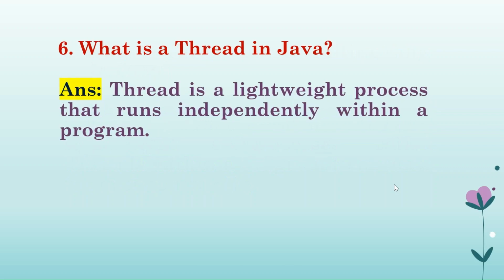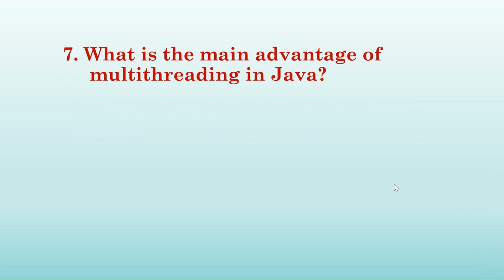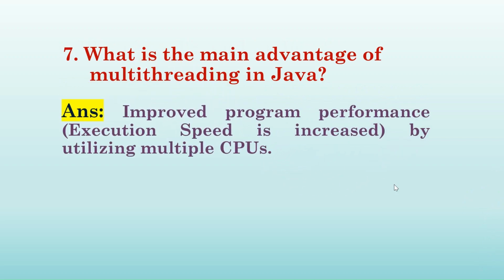What is a thread in Java? A thread is a lightweight process that runs independently within a program. Since a thread is a part of the process and takes a smaller number of resources, we call it a lightweight process. What is the main advantage of multithreading in Java? Improved program performance, that is, execution speed is increased by utilizing multiple CPUs. Since all are running parallelly, the process is going to get completed in less time, and the CPU utilization is also up to the maximum.